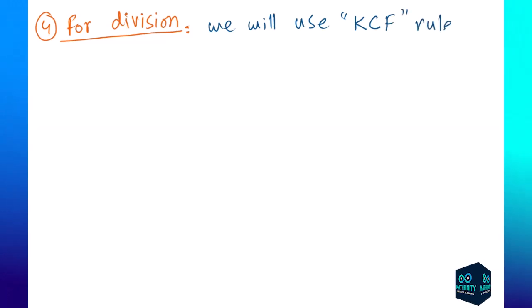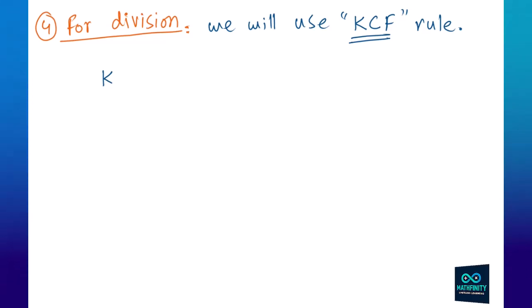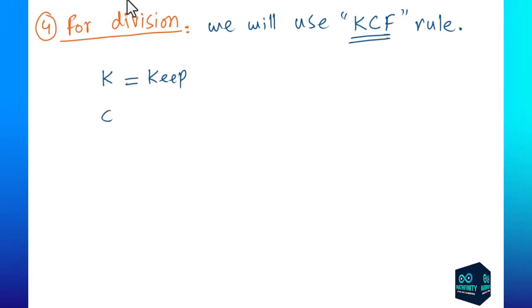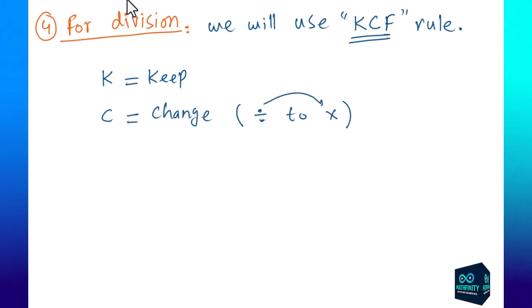Okay, what is KCF? Let me explain to you. K means keep as it is: the first fraction we keep as it is. C means change: we change the division sign to multiplication. And F means flip: the second fraction we have to flip.